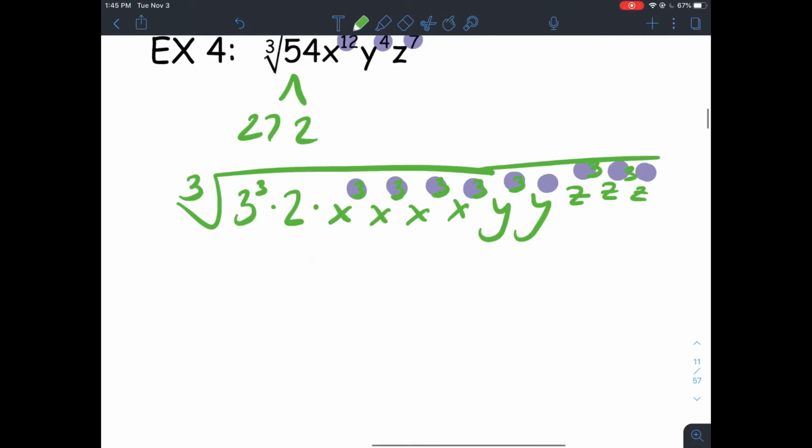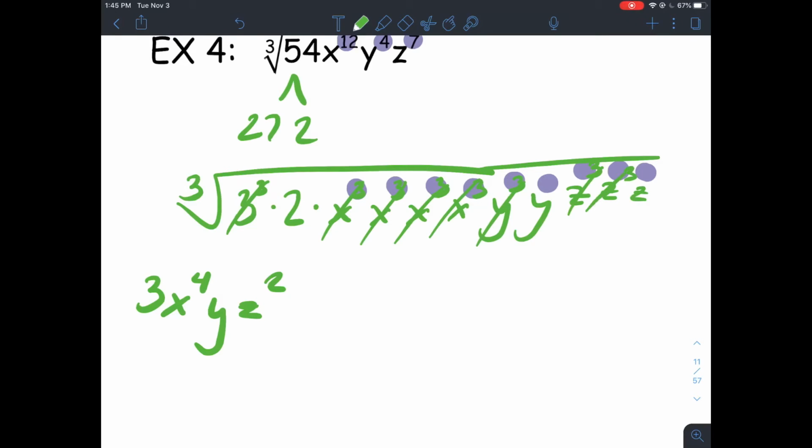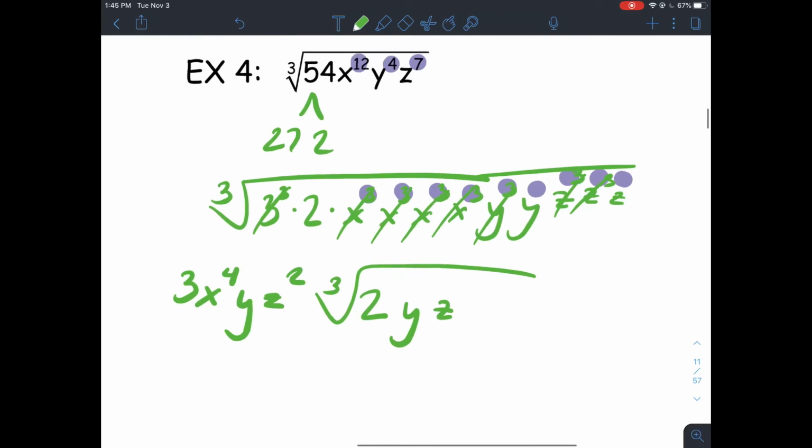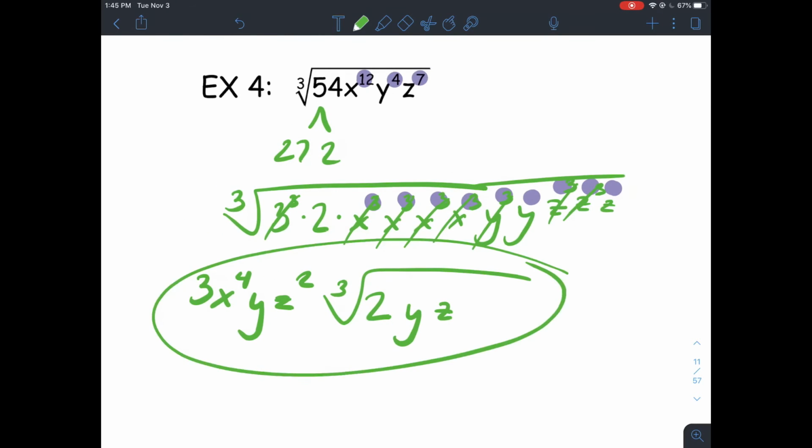So now we're going to go ahead and see what we can pull out. So we can pull a 3 out. We can pull 4 x's out. We can pull a y out. And we can pull 2 z's out. So I guess I should mark down what I took out there. So then we are going to be left with 2 y, z. All right. And that would be your answer there.